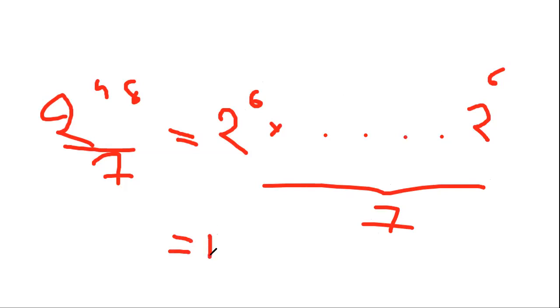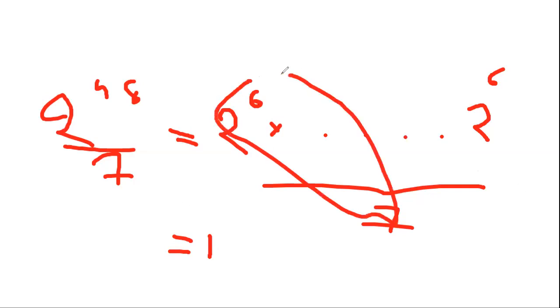2 to the power 48, you can write it as 2 to the power 6 multiplied by 2 to the power 6, till the 8th term, sorry, 8 into 6 is 48. So write 2 to the power 6, 8 times, divided by 7. Apply Fermat's theorem. So this will give you remainder 1. Every 2 to the power 6 will give you remainder 1. So the answer is 1.